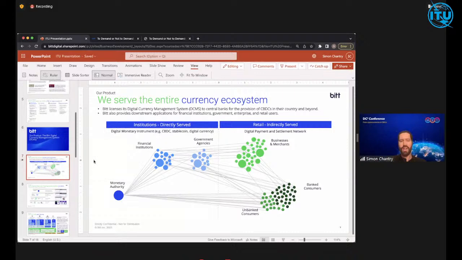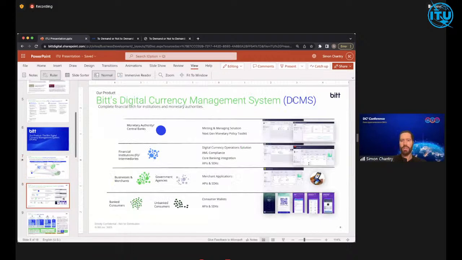And we do that with our software stack called the Digital Currency Management System. So this is for full lifecycle management of a digital currency. So everything from minting, issuing, distributing, redeeming, and destroying digital currency units on multiple underlying blockchain-based transaction networks. Also looking at non-blockchain based transaction networks as well. We see a multi-network future, and I'll get into that shortly here.